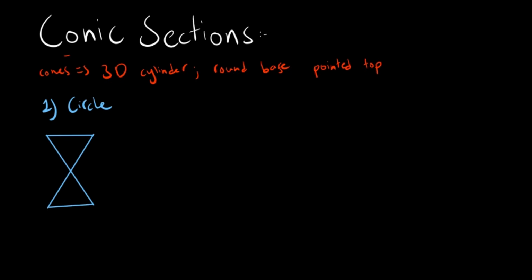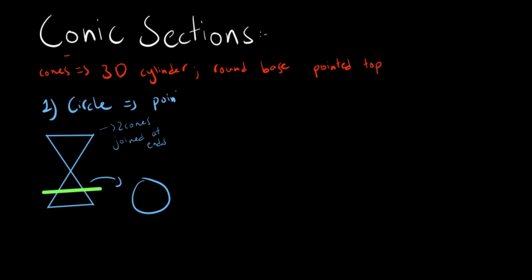Okay, so the main concept of conic sections is that if we take two cones, a cone being, by the way, a 3D shape with a round base and a pointed top, and join them vertically top to top, we can cut them in different ways to get different shapes. Now in the case of a circle, which is our first conic section, if we draw a completely horizontal plane that cuts these cones at any point, we get a circle.